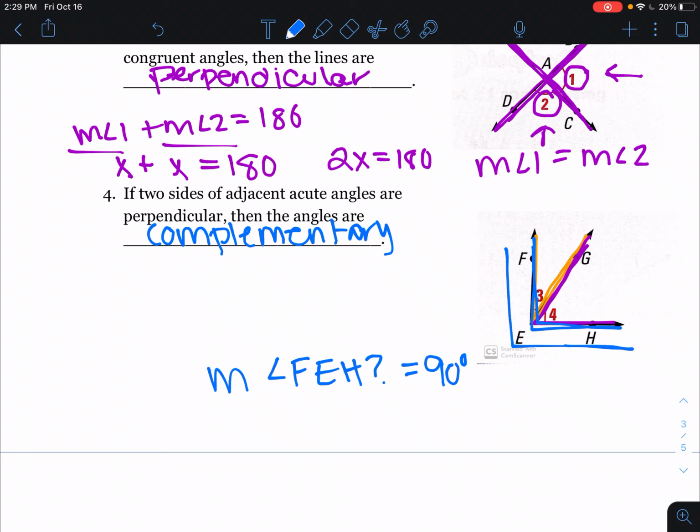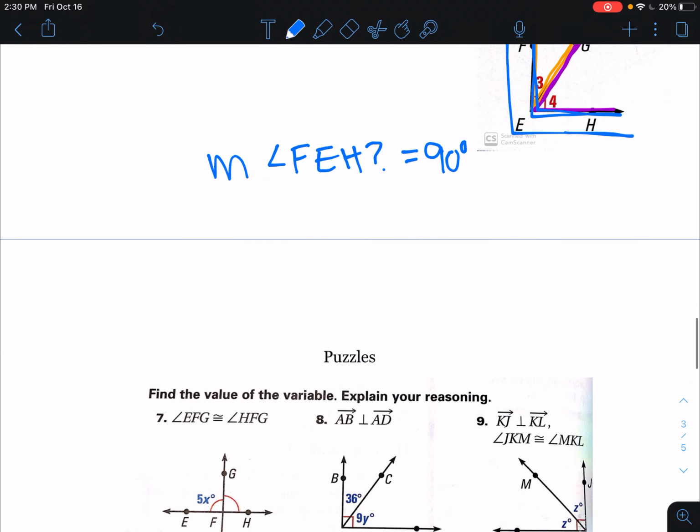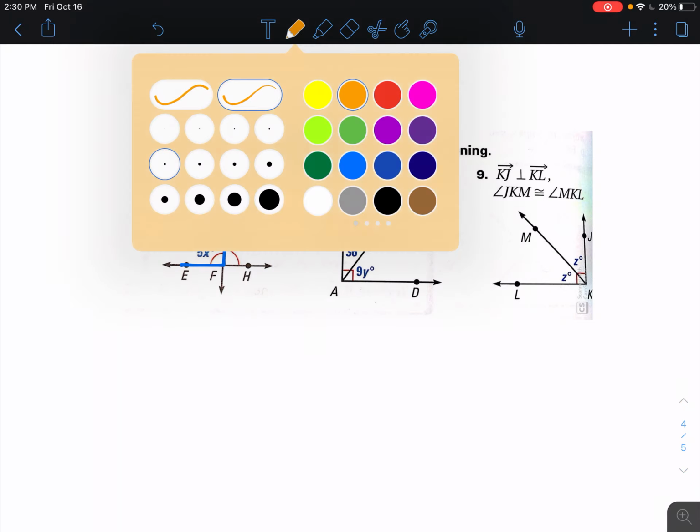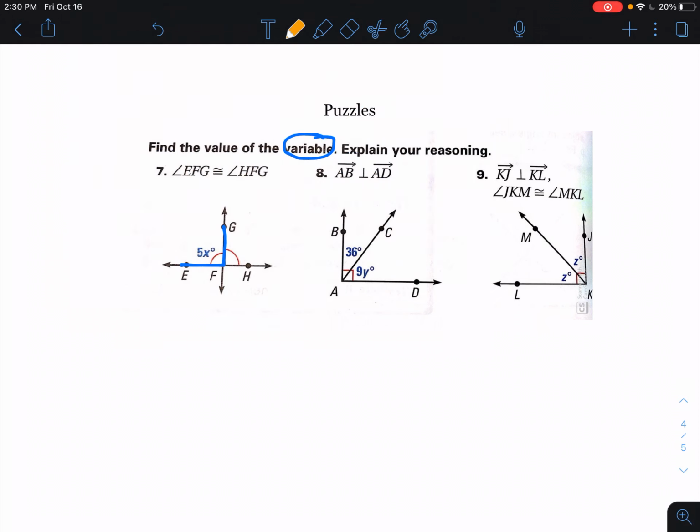All right, let's practice with this to see what this really looks like. Here are some puzzles. They give us something about each diagram to help us figure out the missing variable. That's what we're looking for, the value of the variable, so either x, y, or z. This one's telling us that angle EFG is congruent to angle HFG. So these two angles are congruent.